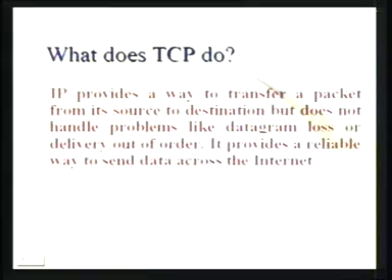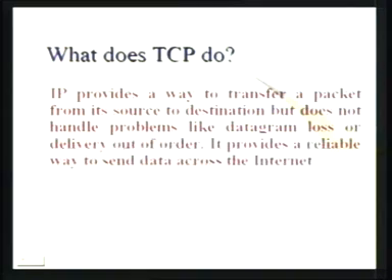Now what does TCP do? The TCP/IP provides a way to transfer a packet from its source to destination. IP simply routes the packet, but does not handle problems like datagram loss or delivery out of order. TCP provides a reliable way to send data across the internet. What exactly are we talking about?